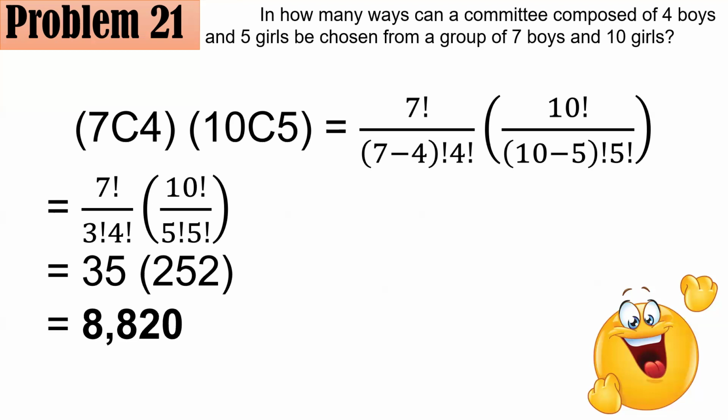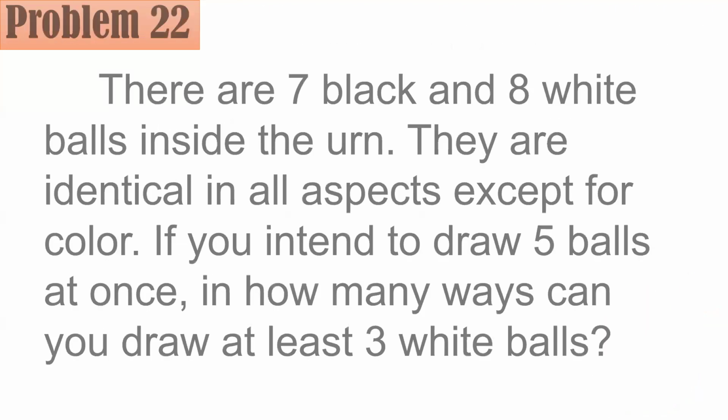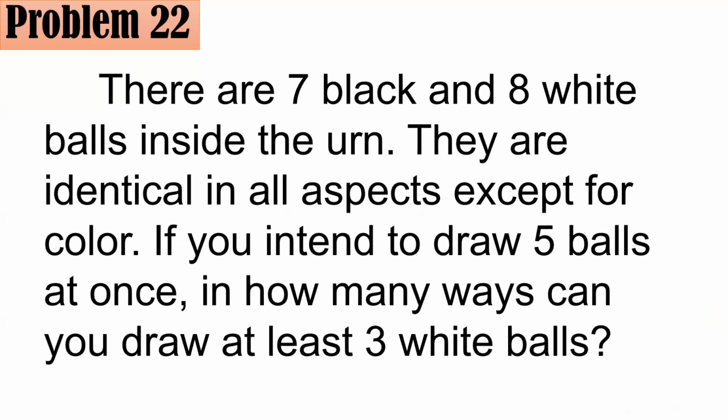I hope you got this. 22. There are seven black and eight white balls inside the urn. They are identical in all aspects except for color. If you intend to draw five balls at once, in how many ways can you draw at least three white balls? So you could draw either three white, four white, or all five white.